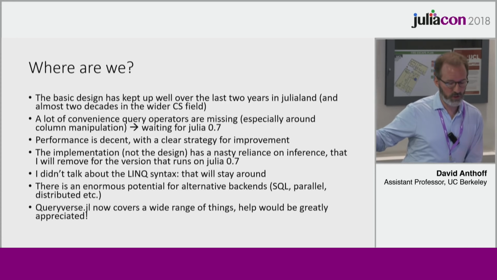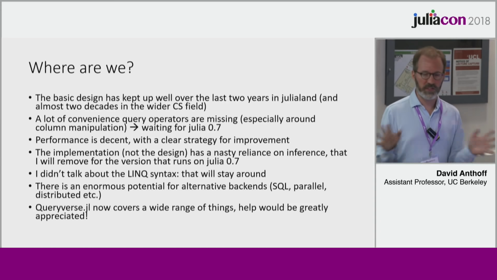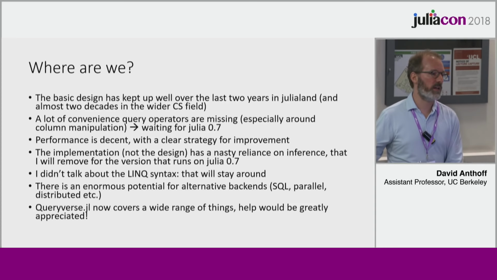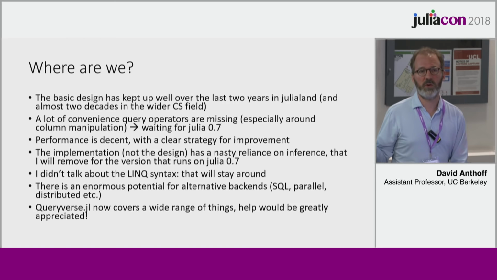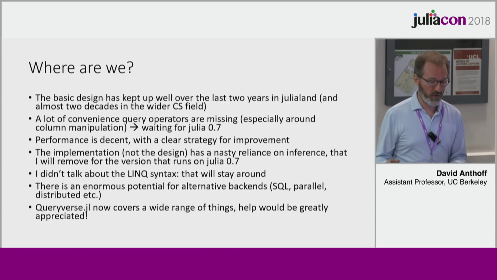There's one thing here. The current implementation has a nasty reliance on inference. That sometimes means that all of a sudden nothing will work. It's frustrating when that happens. I have a very clear idea how I can get rid of that. And I think the version that I will tag for 0.7, hopefully soon, will be able to actually get rid of that. So if you run into that, I know how to get rid of it. I just need to do it.